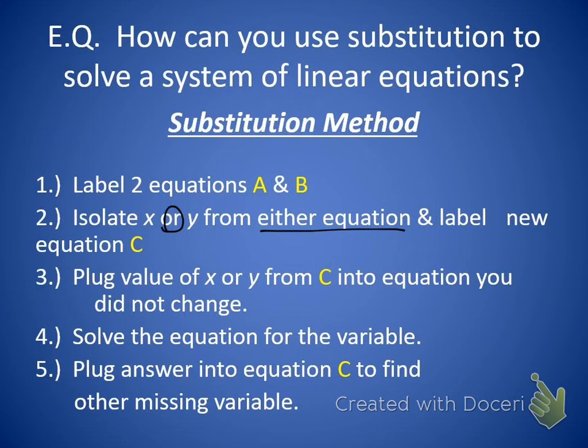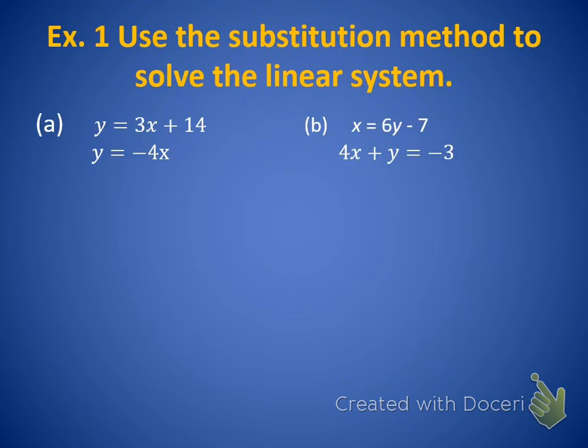Number four, you solve the equation for what is now one variable. And number five, you plug the answer that you get in step 4 back into equation C, and you find the other missing variable. Now, let's take these steps. Hopefully they're right there in front of you as we work through these problems. But let's look at example 1.